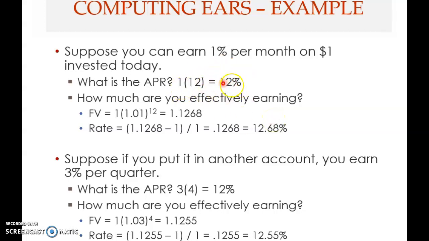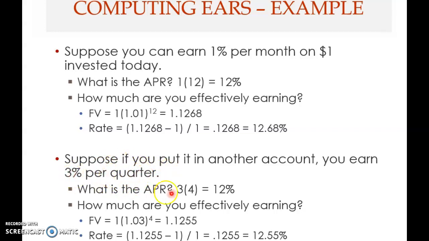Here we ignore the compounding. We just take the multiple, 12 times. But here, because earlier interest will increase the later interest, and therefore because it is compounded more frequently, the effective interest rate goes up. Now let's look at this example here. Suppose you put it in another account, you can earn 3% per quarter. This is 1% per month. This is 3% per quarter. How many quarters are there in 1 year? There are 4 quarters.